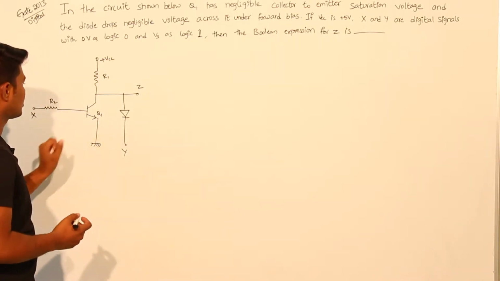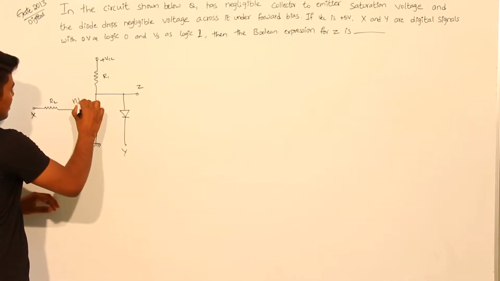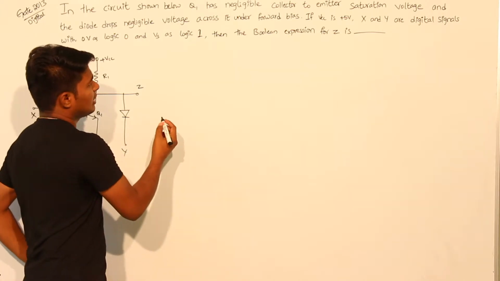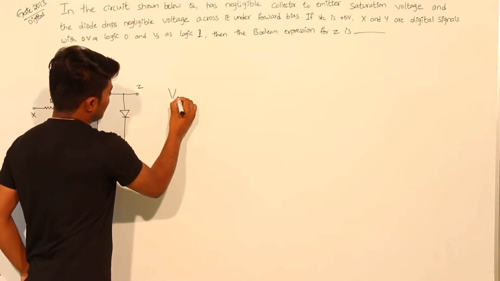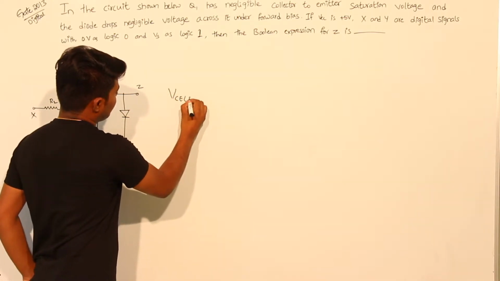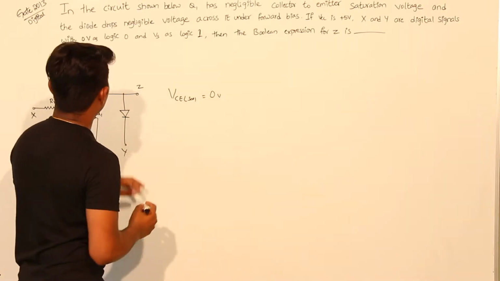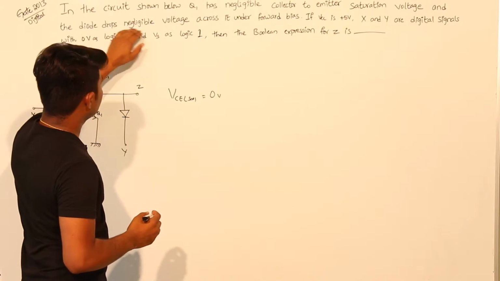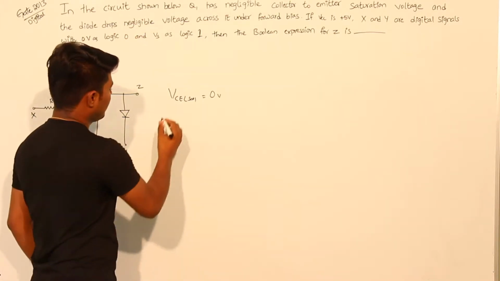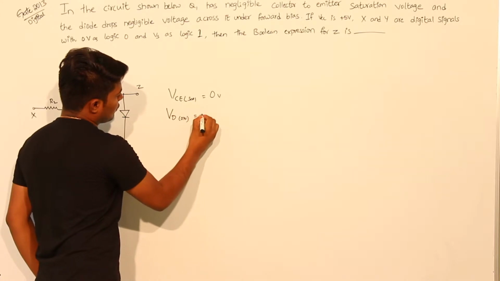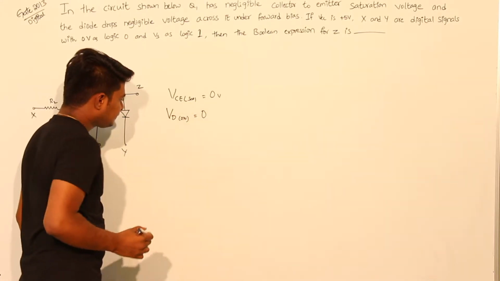This is the circuit, this is the Q1 transistor, and this transistor is of type NPN. This is the diode. Given negligible collector to emitter saturation voltage, VCE(sat) is negligible, so we can write 0 volts. And the diode drops negligible voltage across it when it is in forward bias. When it is in forward bias, the diode is in on state, so VD(on) is equal to 0.